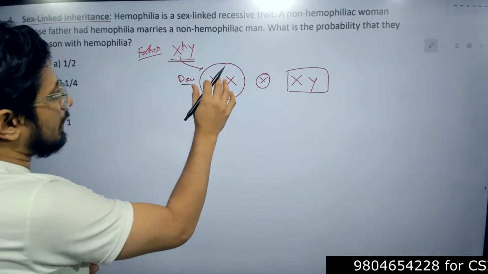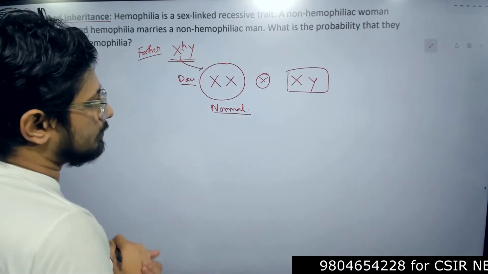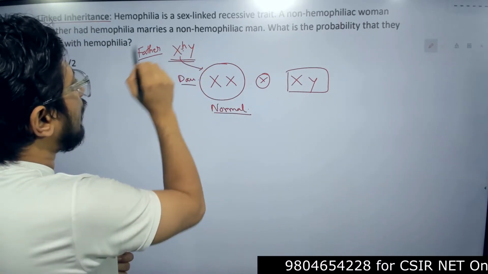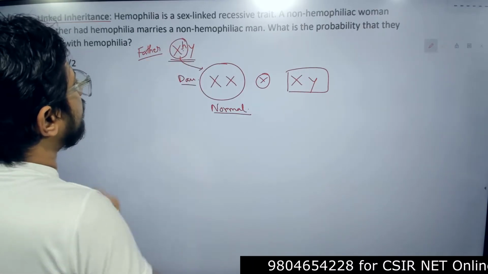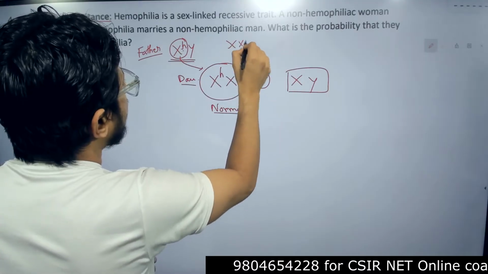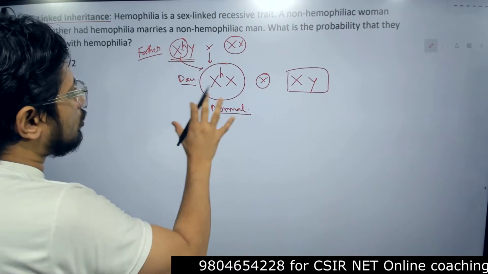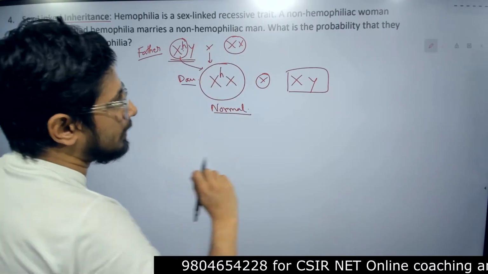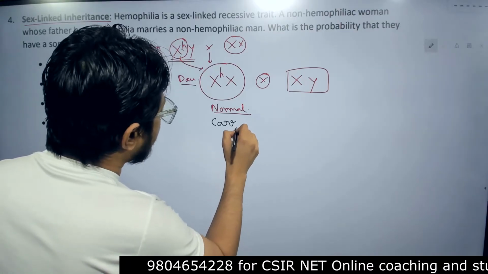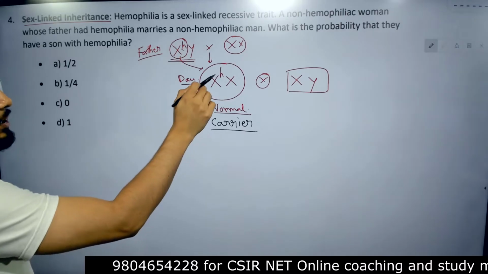So this mother is a normal individual, with no hemophilia, but one of the X she got from her father, and her father must have given one XH. The other X she must get from her mother, so that is a normal X. So this individual, although seemingly normal, is actually a carrier of hemophilia. So one XH and another X.